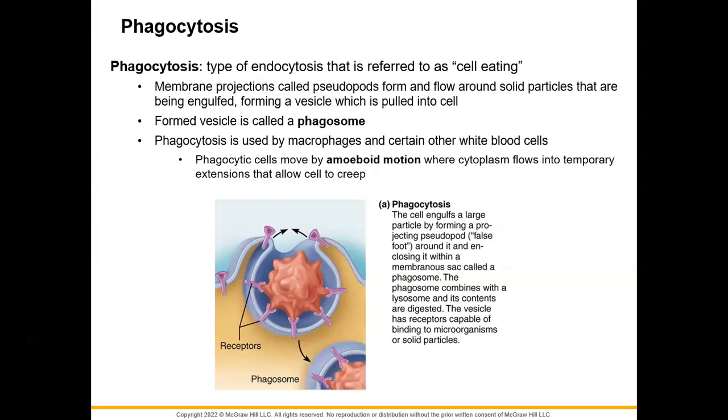Phagocytosis is a type of endocytosis that is referred to as cell eating. Phago means to eat. Membrane projections called pseudopods form and flow around solid particles that are being engulfed and pulled into the cell. We call the vesicle that is formed a phagosome. Phagocytosis is used by macrophages and other white blood cells, and these phagocytic cells can move by amoeboid motion, where the cytoplasm flows into temporary extensions that allow the cell to creep.